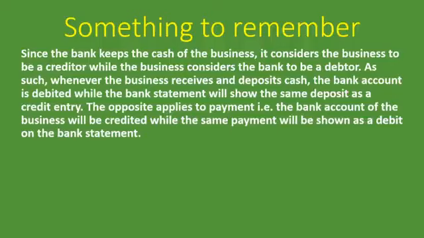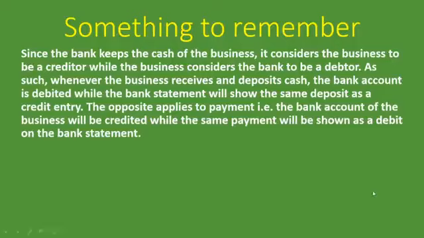But what we are saying here is that when we receive money in our bank, we debit bank because bank is an asset. But the bank views the business as a creditor, like we said earlier. So it will credit that amount. So the bank account is debited while the bank statement will show the same deposit as a credit entry. So when you look at the bank statement, everything that comes into the bank will be on the credit side. Everything that goes out of the bank will be on the debit side. But when you come to our books and look at our bank account in our books, everything that comes in is on the debit side and everything that goes out is on the credit side.